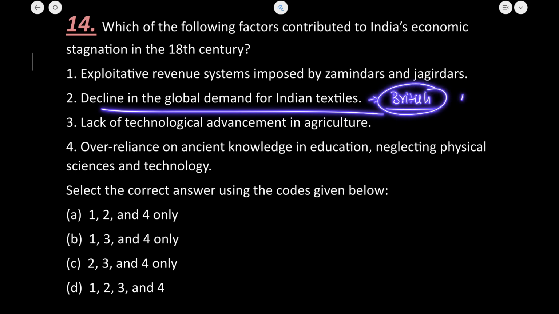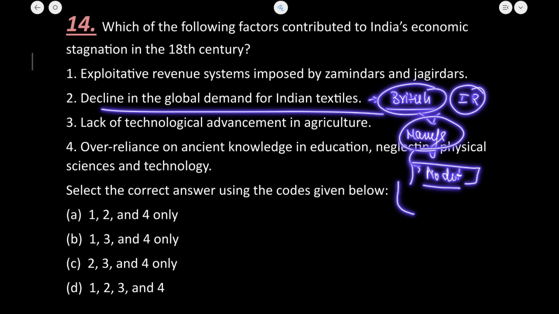After the Industrial Revolution, the manufactured goods from the British started to penetrate India, and the finely made British goods were imposed. No duty prevailed on these British goods, the Manchester goods as they were called. No duty was imposed on them, and they were introduced into the Indian market, and straight away the Indian textile market collapsed.